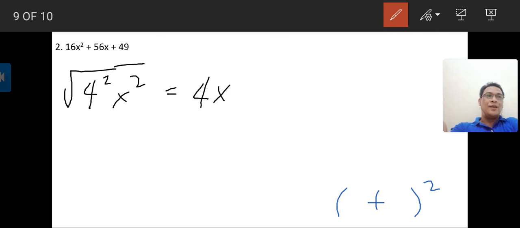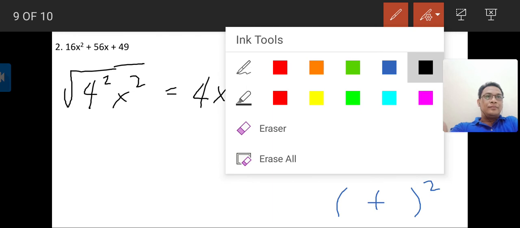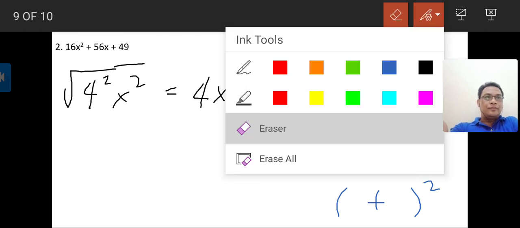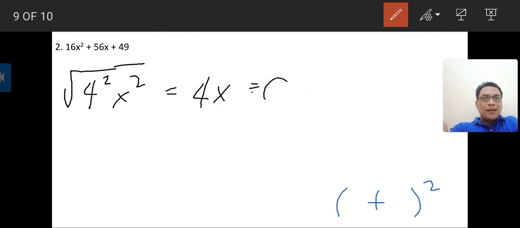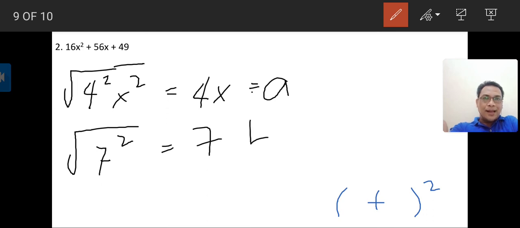So that will be 4x, and that is equal to your a. And let me have the square root of your third term, 49. And 49 can be written as 7 squared, and that will be 7. That is equal to b.